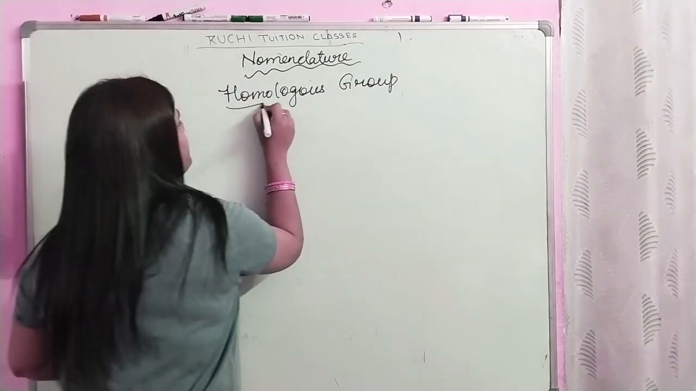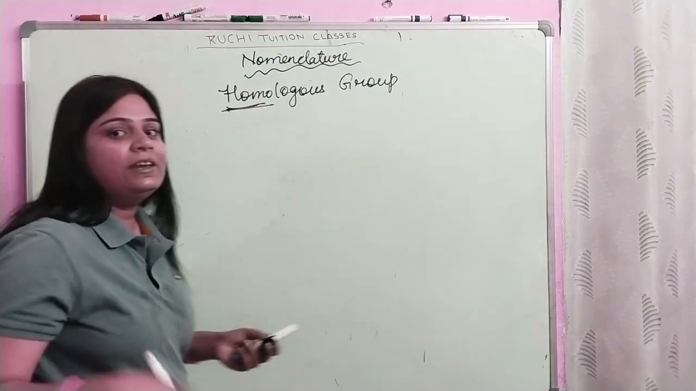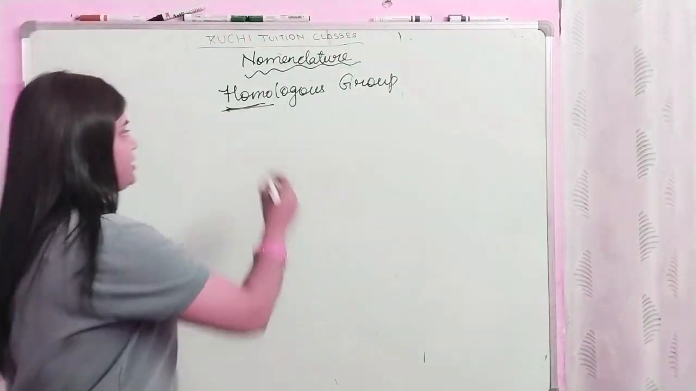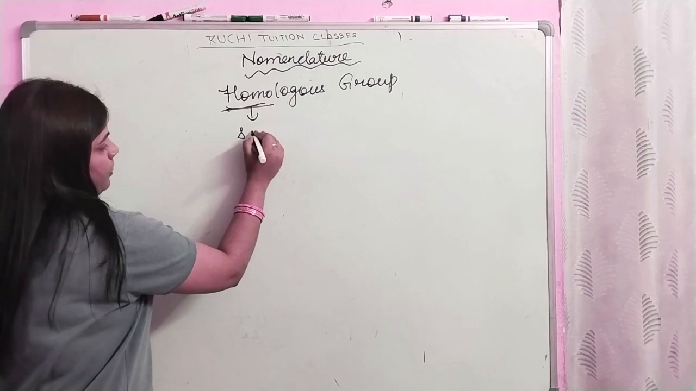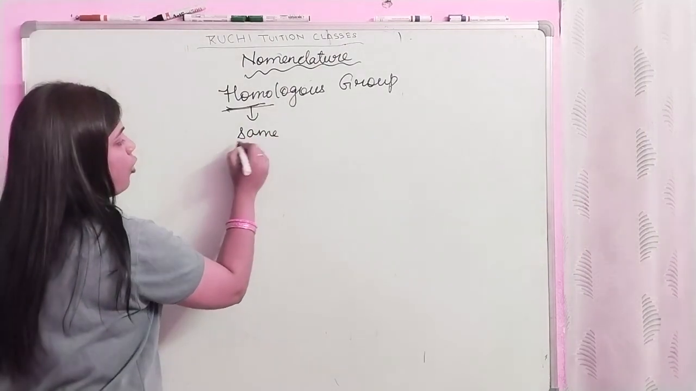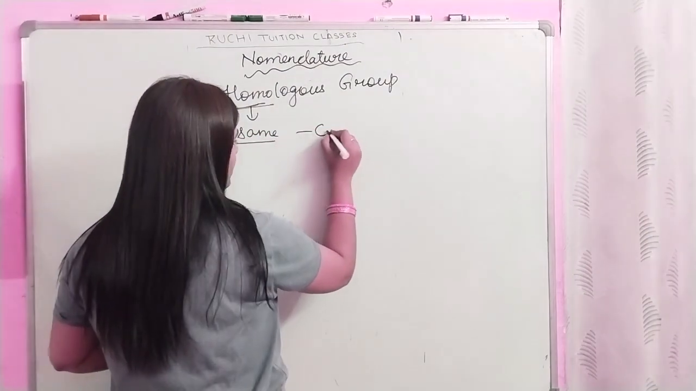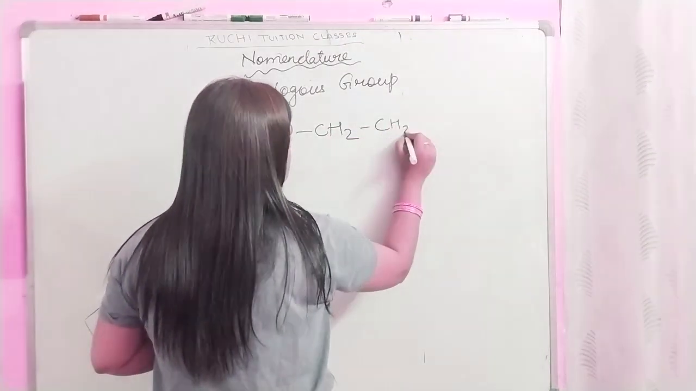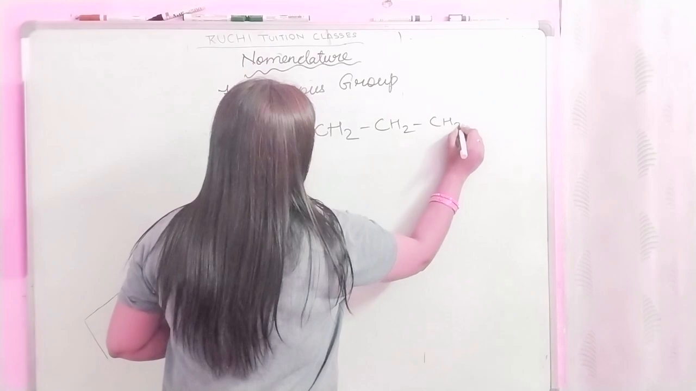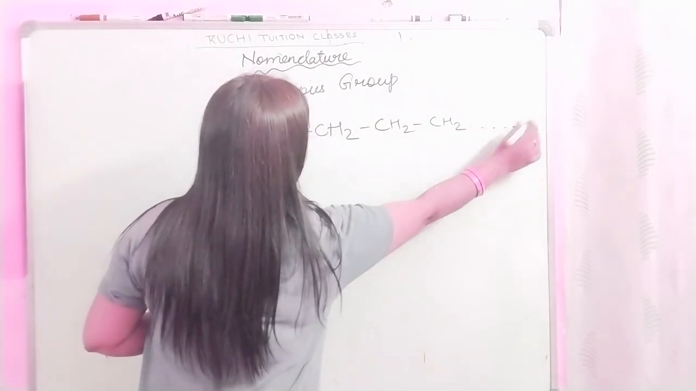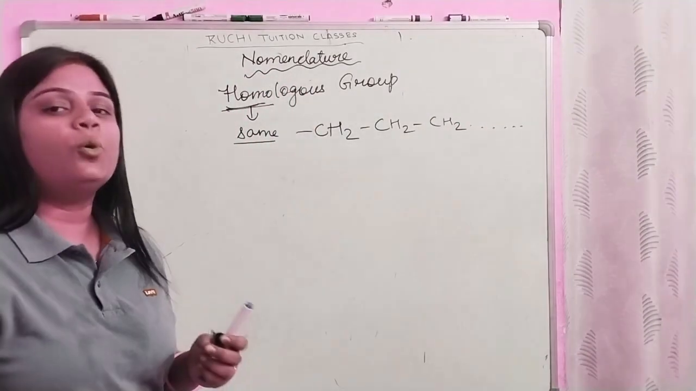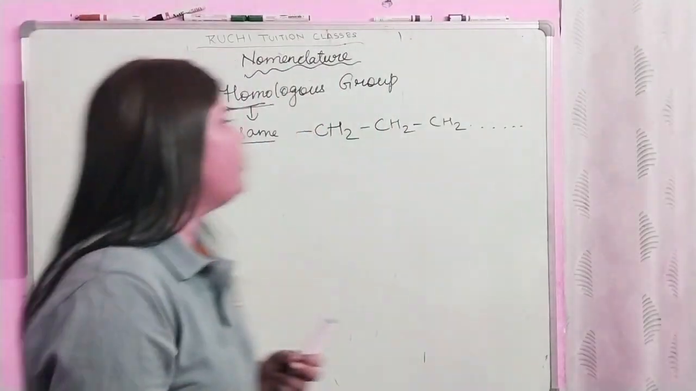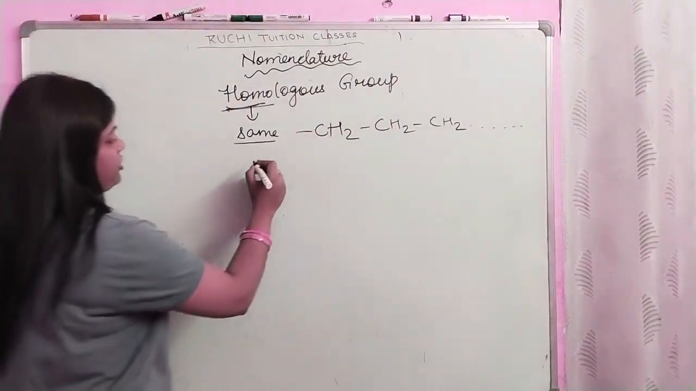Homo always means the same. Let's understand with the words. Homo means same. So homologous group contains CH2, CH2, CH2 and so on. The same group will be continued in the homologous group. Now there are three types of chain.